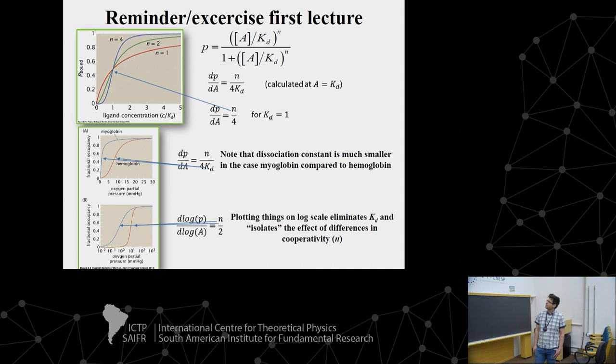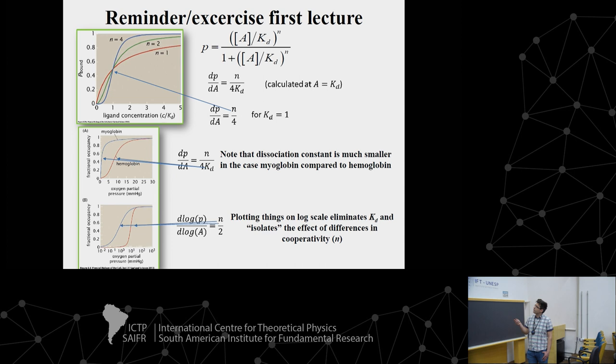This is also an exercise for you. And it goes back to Julia's question, so I thought it would be a good exercise in, I guess, elementary calculus. You can try to take a derivative of this binding probability and calculate it at A equals KD. A equals KD is this sort of transition point where you have half occupancy of the receptor. The result that you get is that this derivative is directly proportional to n, the cooperativity, and inversely proportional to the dissociation constant.